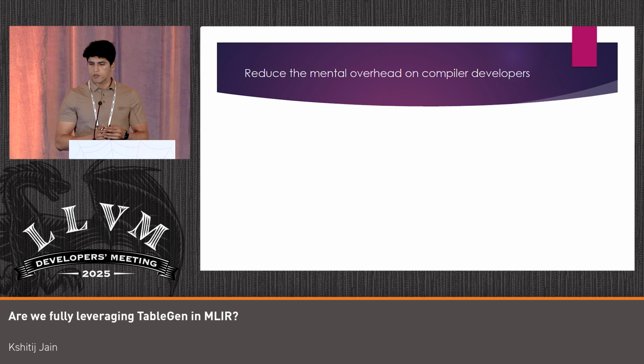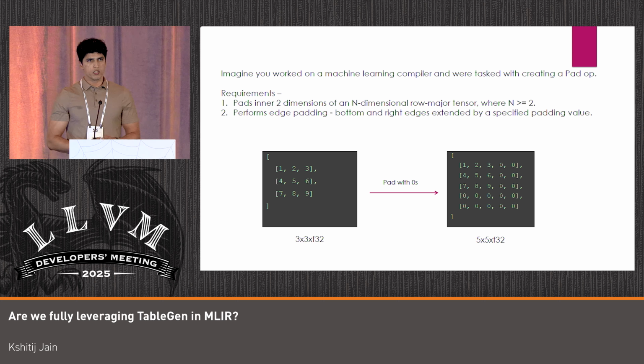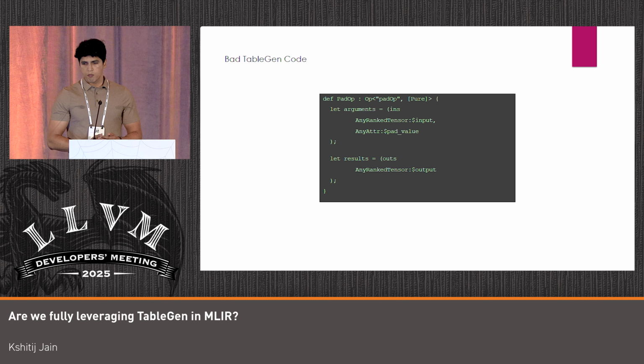Richer TableGen code can reduce the mental overhead on compiler developers. Imagine you worked on a machine learning compiler and were tasked with creating a pad op with the following requirements. The op performs edge padding, and the op pads only the two innermost dimensions of any input tensor. And this is the code that you come up with. Now, it works, but there's a few issues.